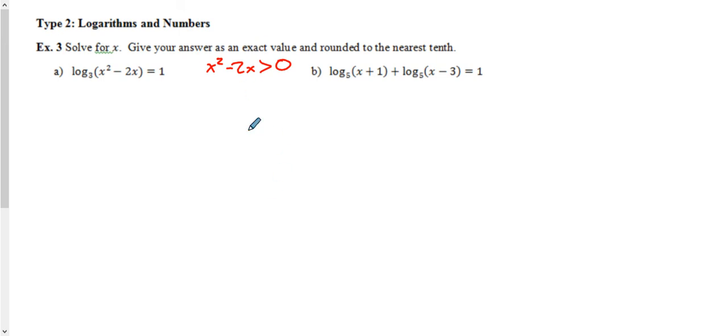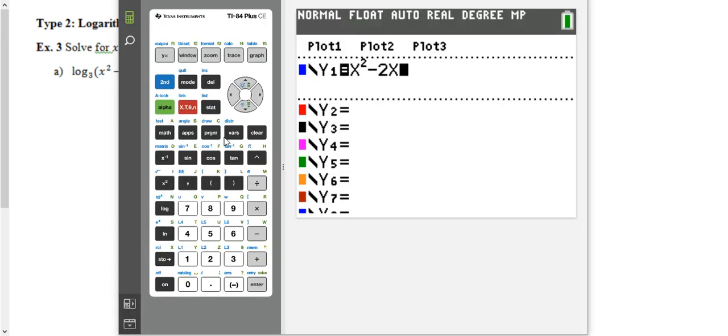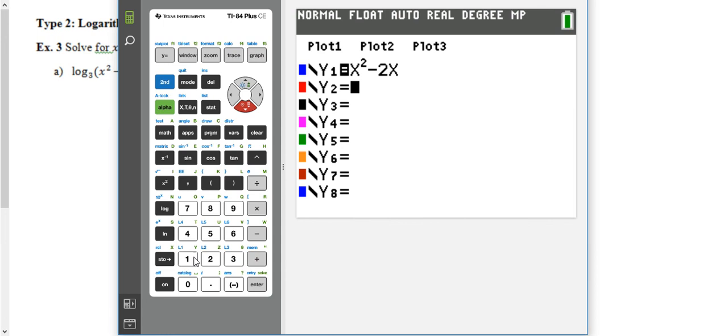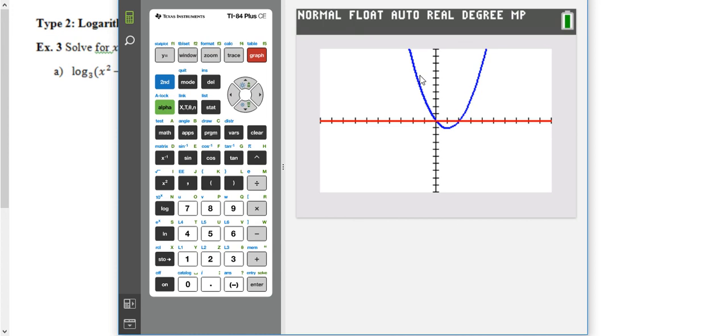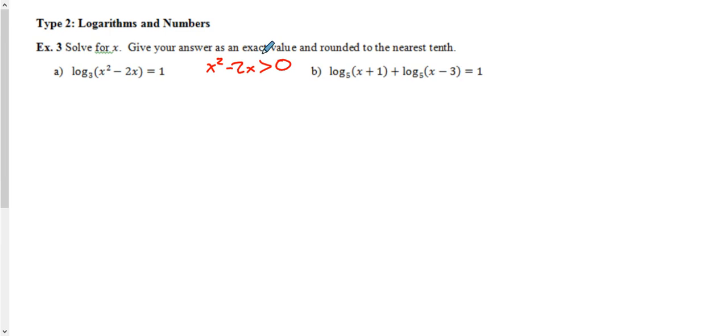To solve for this, I'm going to go to my graphing calculator. So here I have my graphing calculator pulled up. I have the equation typed in, x squared minus 2x, and I'm going to put a 0 in for y2. Basically, I'm looking for wherever this graph is greater than 0. Well, here's my 0 line. It's greater than 0 right here, so our graph is greater than 0 when x is less than 0, and it's greater than 0 when x is greater than 2. So my two restrictions will be x has to be less than 0 and x has to be greater than 2.